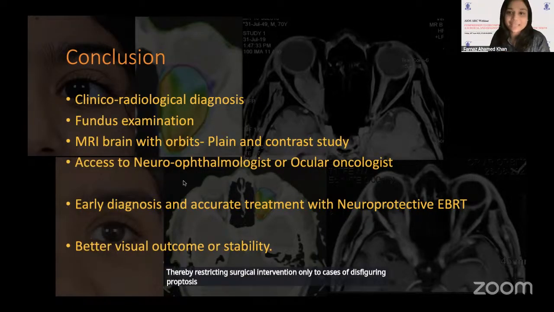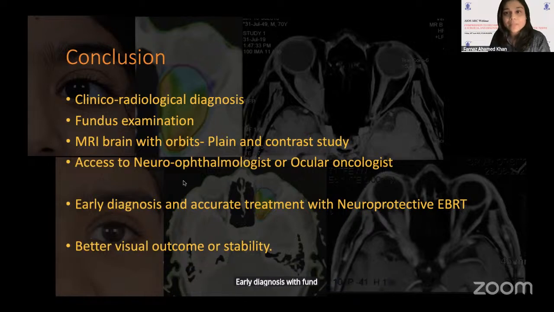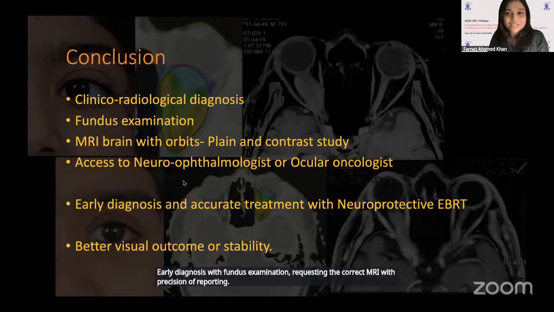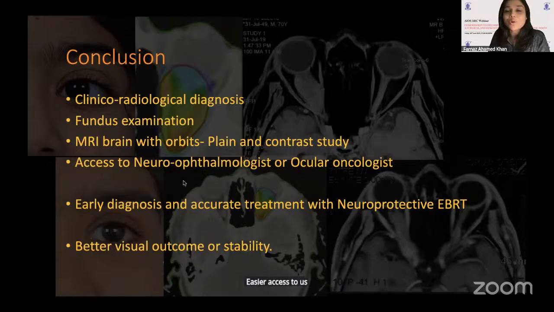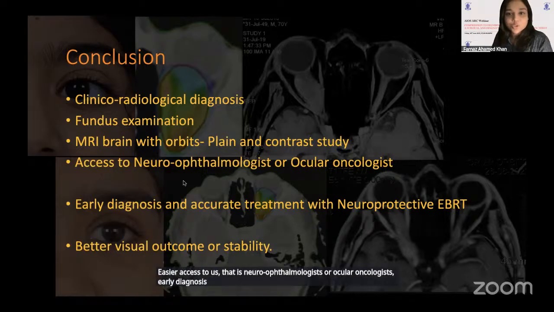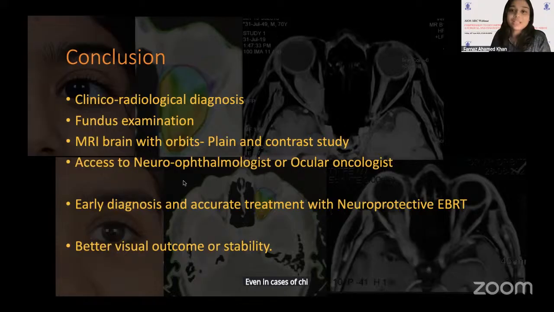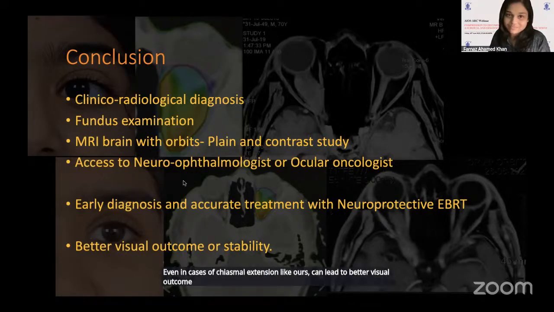Early diagnosis with fundus examination, requesting the correct MRI with precision of reporting, and easier access to us, that is neuro-ophthalmologists or ocular oncologists, early diagnosis and accurate treatment with neuroprotective EBRT, even in cases of chiasmal extension like ours, can lead to better visual outcome or stability. Thanks a lot.